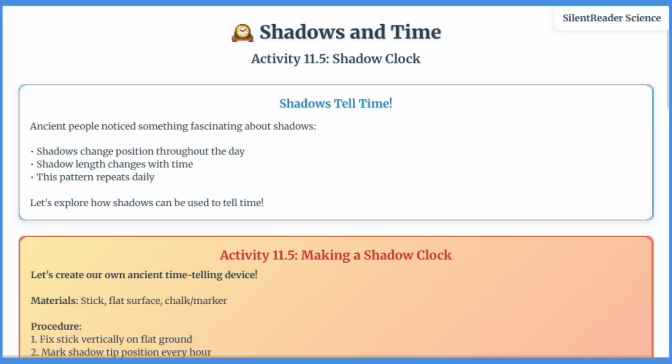Shadows have been used since ancient times to tell time. In Activity 11.5, we create a simple shadow clock using a stick fixed vertically on flat ground. By marking the shadow tip position every hour, we discover that shadow position changes throughout the day.